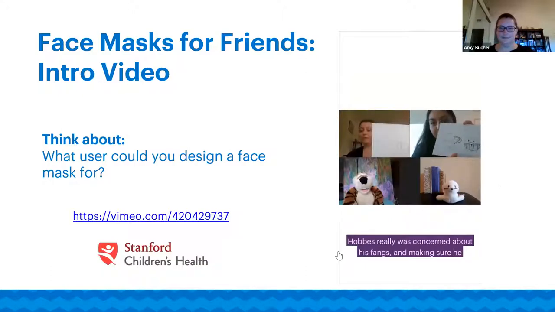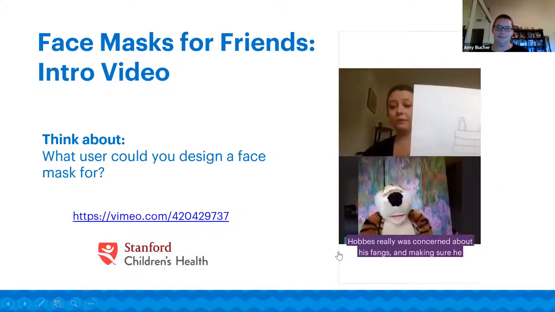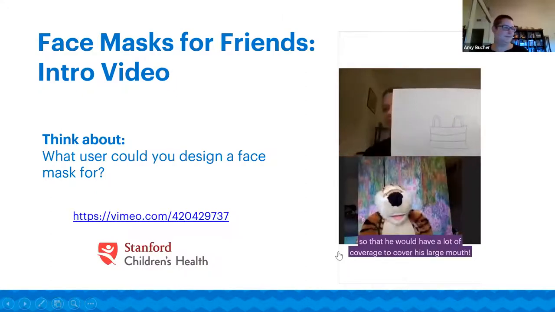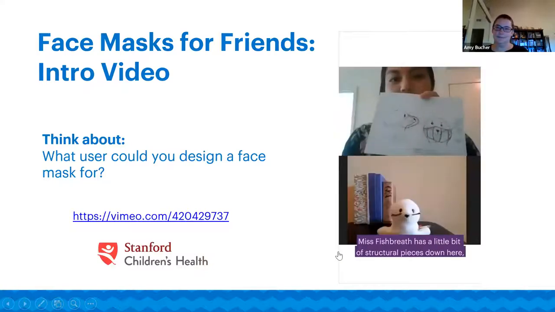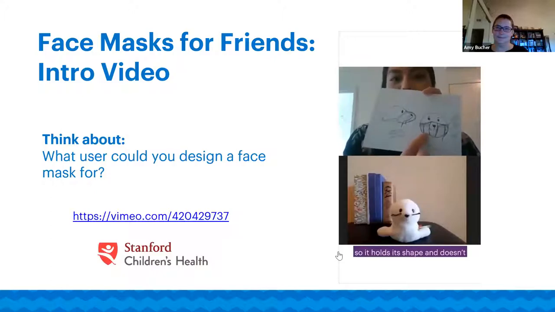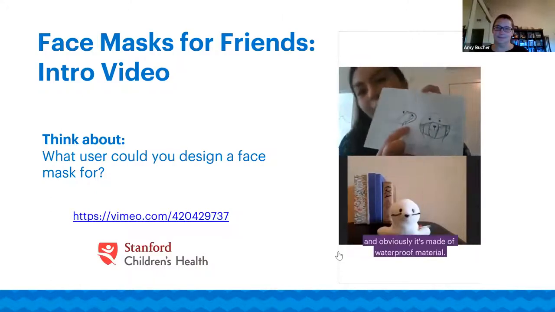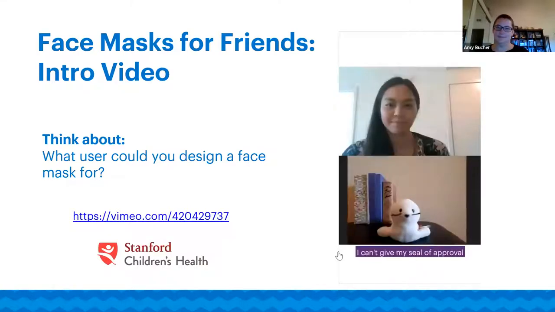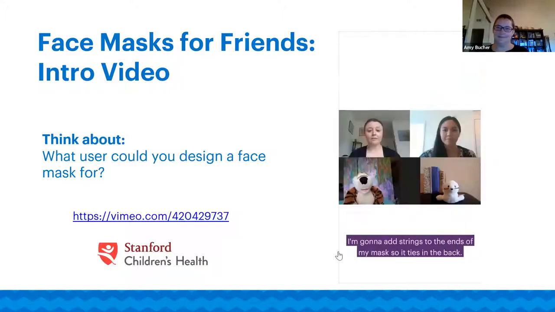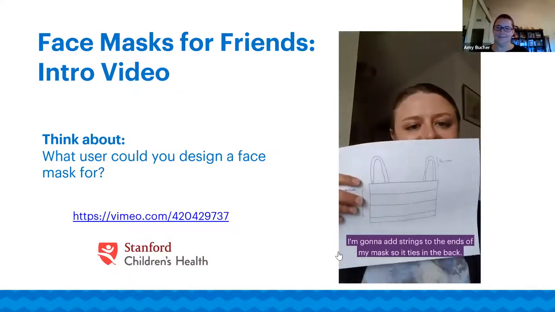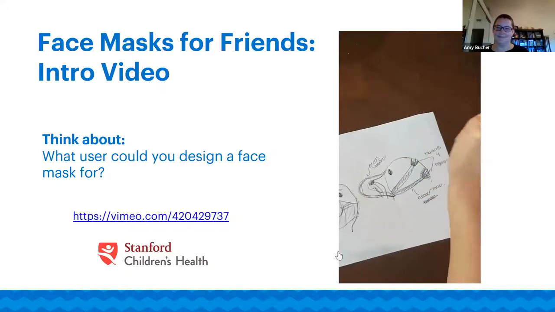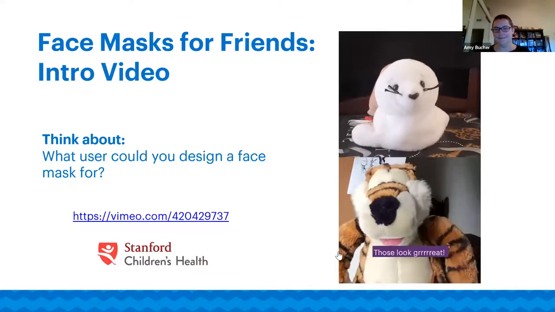Hobbs really was concerned about his fangs and making sure he didn't poke through. So I used the folding cloth technique so that he would have a lot of coverage to cover his large mouth. Miss Fishbreath has a little bit of structural pieces down here, so it holds its shape and doesn't crush her nose when she comes up. And obviously it's made of waterproof material. That looks like a good fit, but will it pull on my ears? I can't give my seal of approval until you can ensure the mask will stay on when I swim. I'm going to add strings to the ends of my mask so it ties them back. And we'll look at putting some strap buckles on the back so you can tighten it. Way to iterate, designers! Those look great!